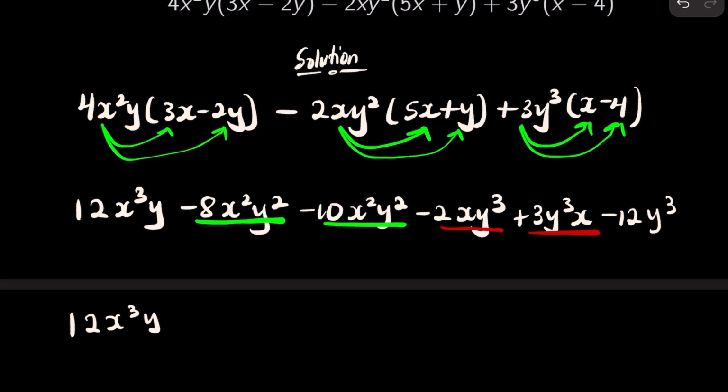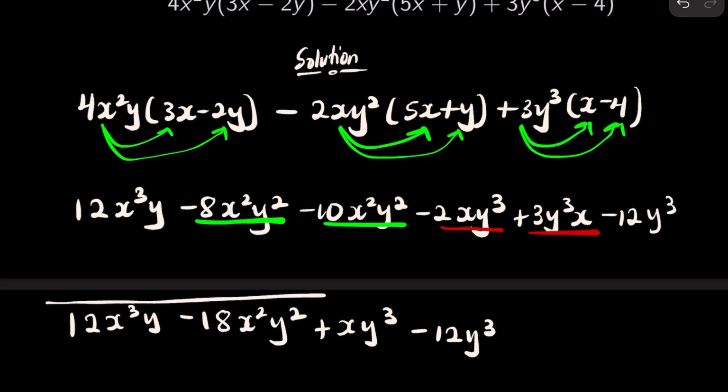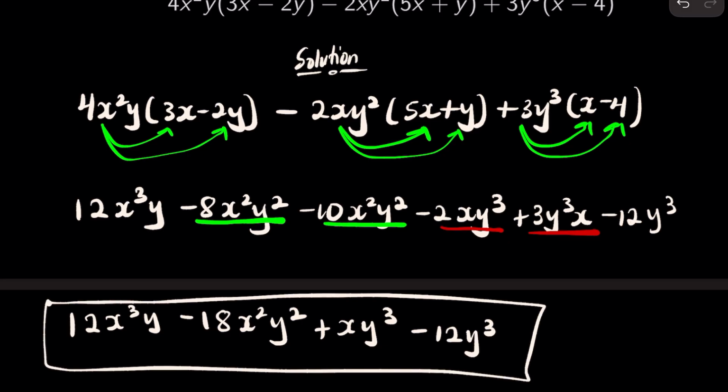12xy cubed. Now when we subtract these two, we have minus 8 minus 10, that's going to give us minus 18x squared y squared. And we also have minus 2 plus 3, so that's going to give us plus 1. So we have plus xy cubed, then we have minus 12y cubed in here, so that will be minus 12y cubed, right? And so this is our solution to question number 4.